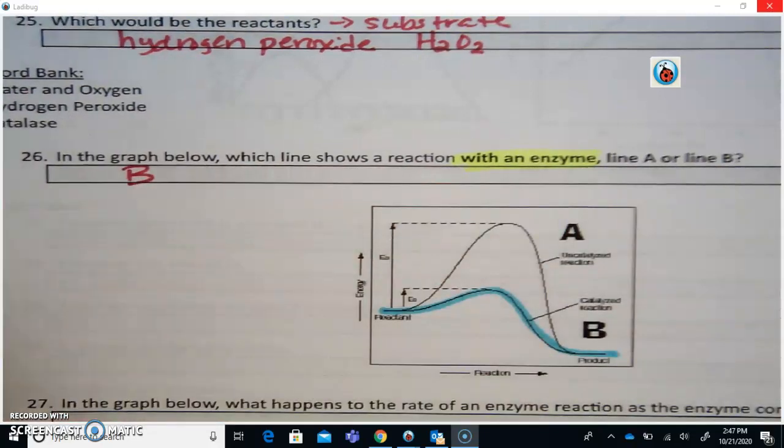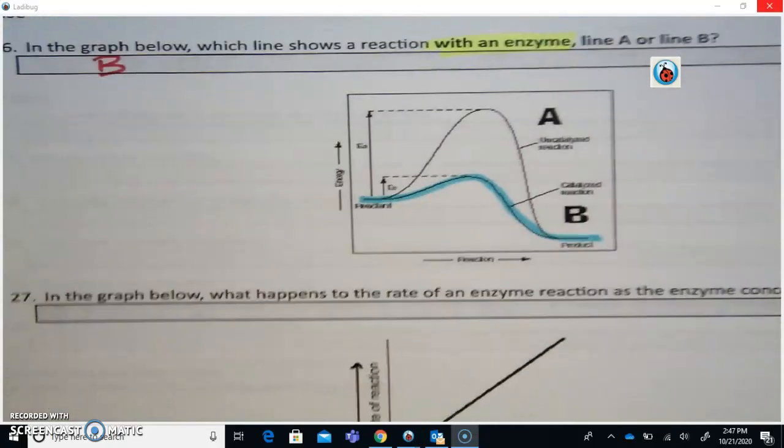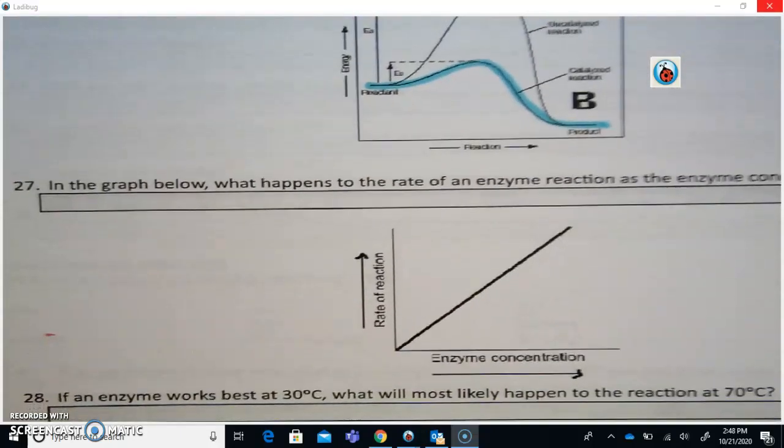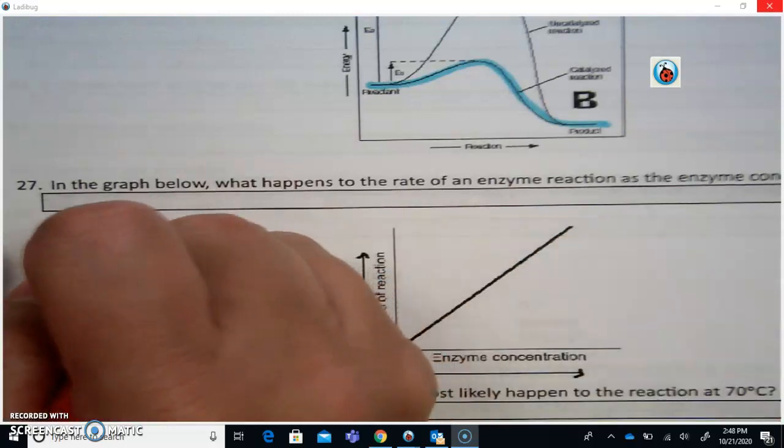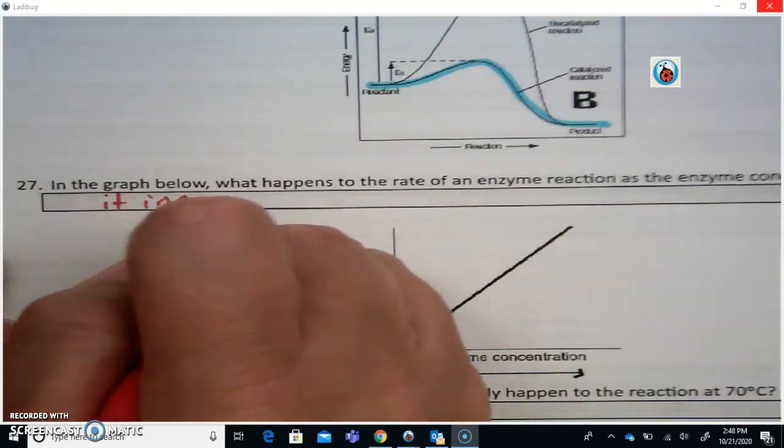Line B. In the graph below, what happens to the rate of an enzyme reaction as the enzyme concentration increases? So this is just reading a graph. So obviously, as the amount of the enzyme concentration increases, the rate of the reaction also increases. So it increases.